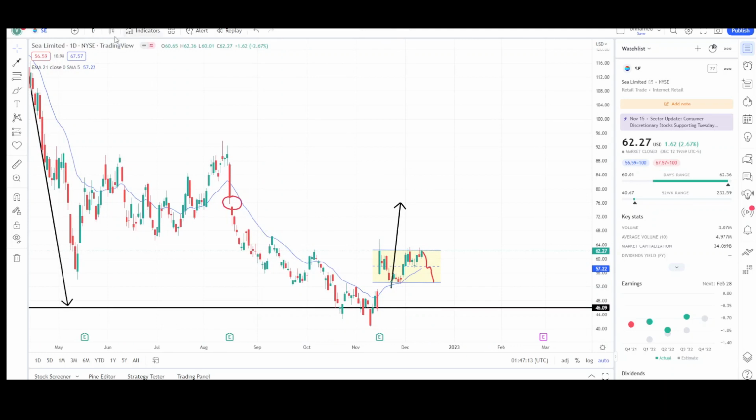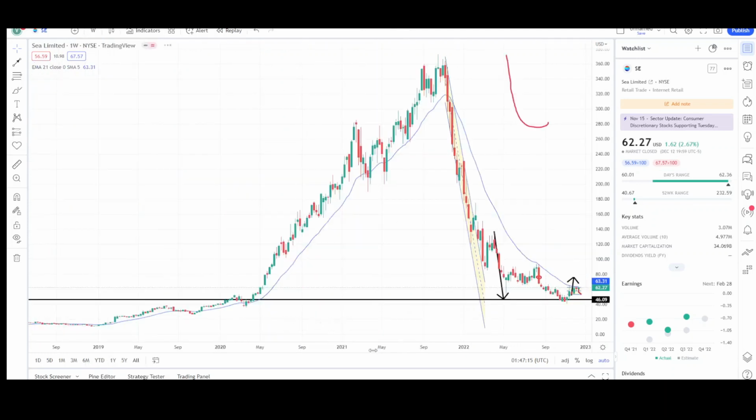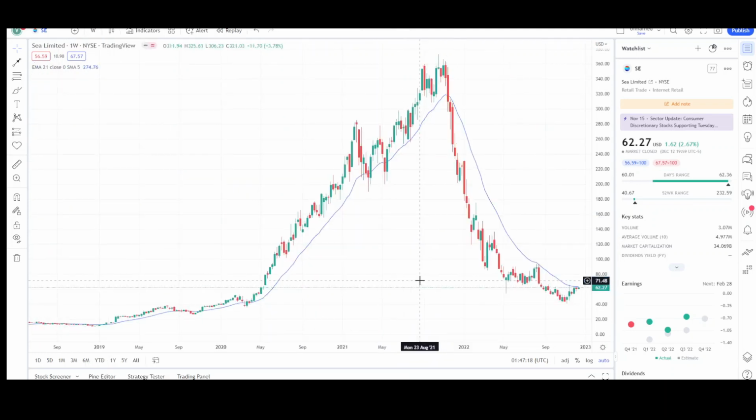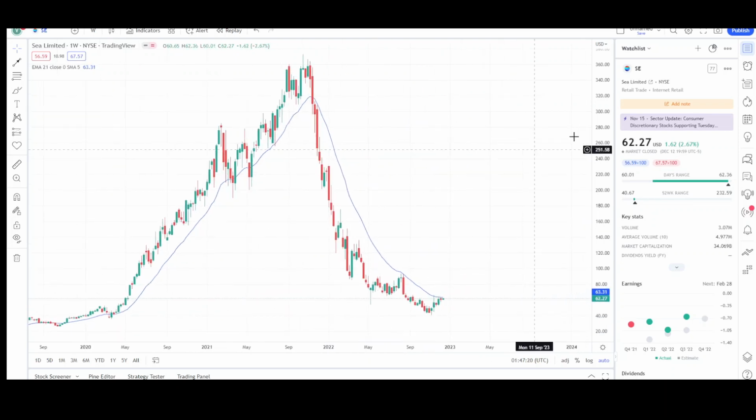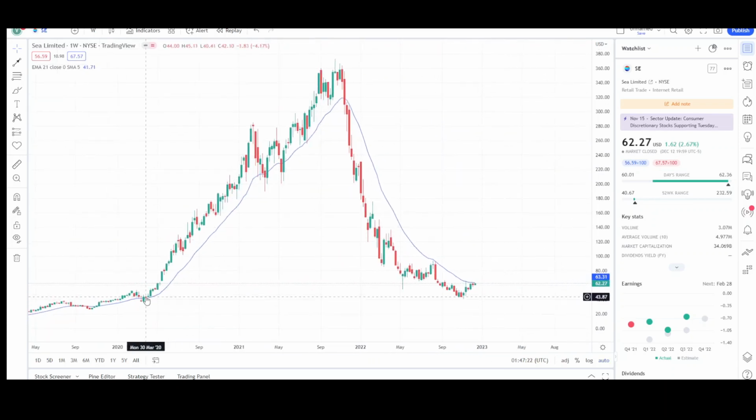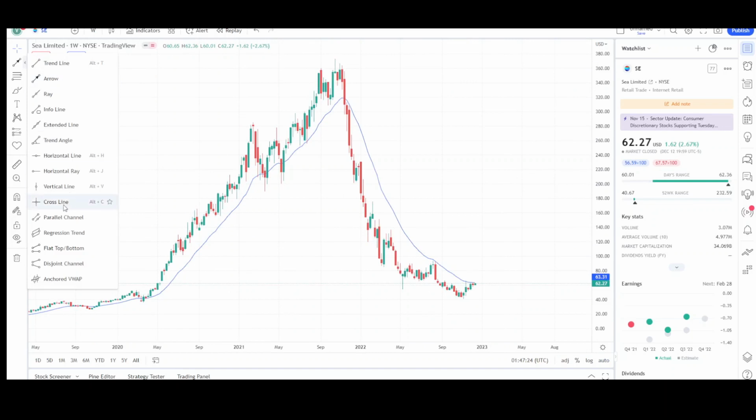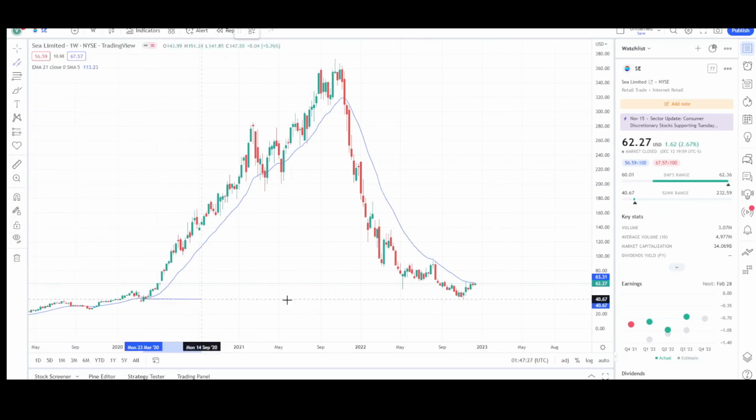So let's take a look at the weekly chart. I'm going to clear the drawings. Here we have the weekly chart for C Limited, and you can see that we came back right to the starting point, which is what you expect after a bubble. C Limited was definitely overvalued.